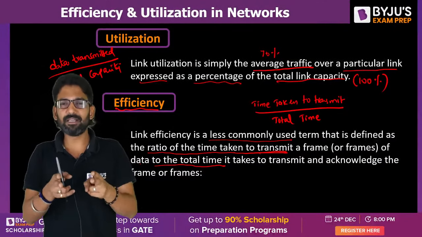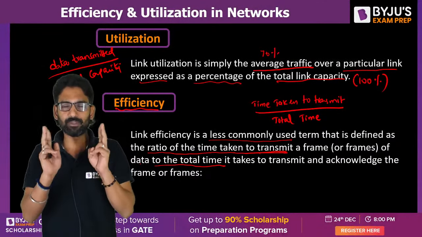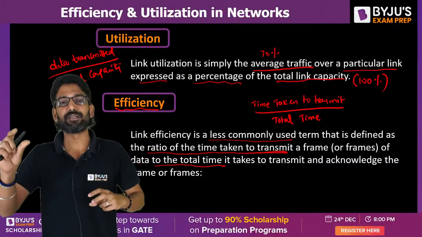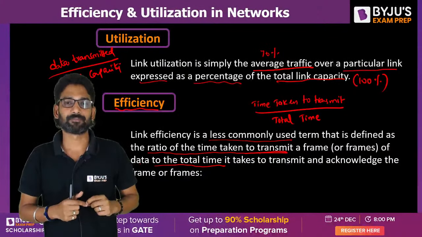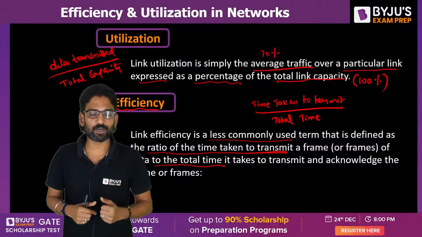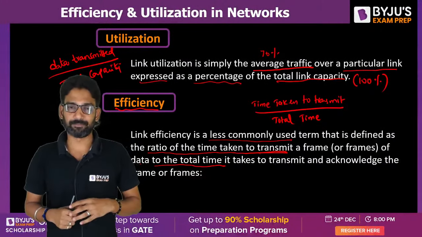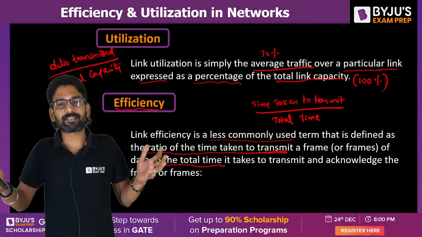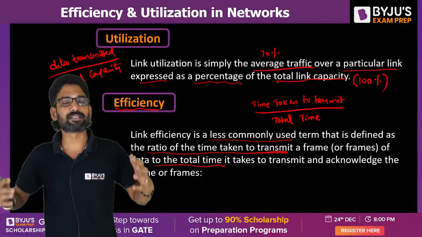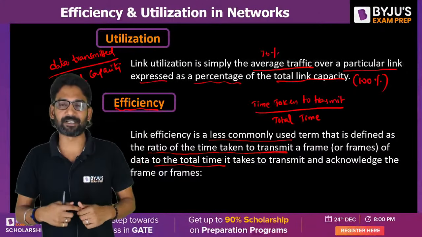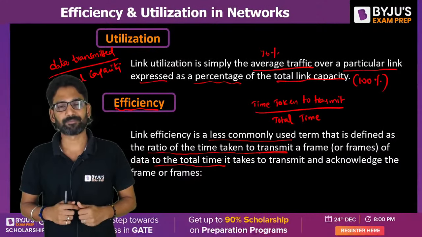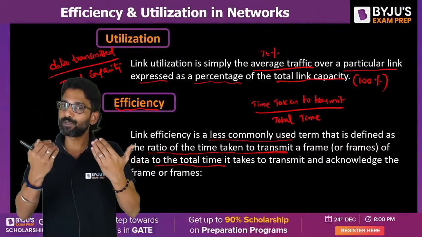So both are similar representations, both are similar analysis, but the parameter that we are using, that is different, isn't it? In the same way, utilization is talking about the capacity. Out of the existing capacity, how much you have utilized. Means you can send 100 megabits at a time, but you are sending only 20 megabits. So that is what utilization.